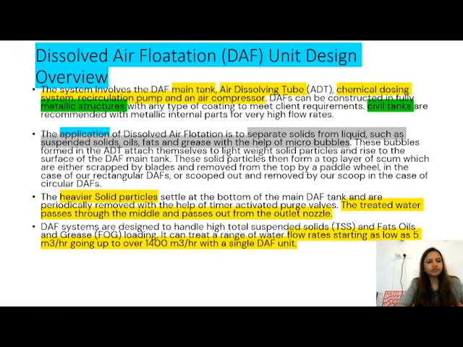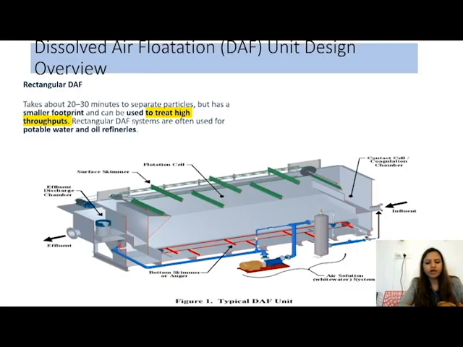You can see from the screen that in the rectangular type of DAF system, there is inlet chamber or coagulation tank, then flocculation tank and flotation cell. There is a surface skimmer attached on the surface of flotation cell, which removes the float on the surface. Rectangular tank is required when the flow throughput requirement is high. It takes 20 to 30 minutes to separate particles and it is often used for potable water and oil refineries.